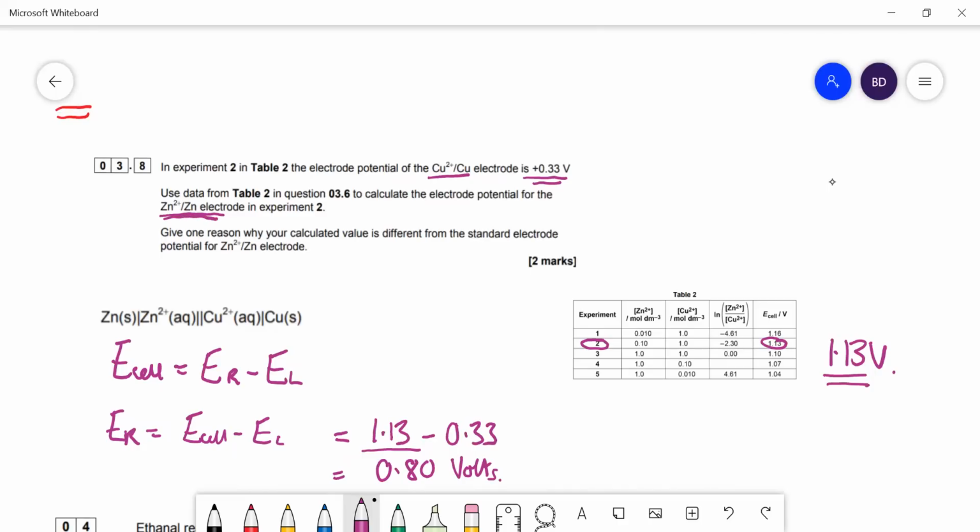Why is the value different from the standard electrode potential for the zinc one? Right, it's because if you look at the concentration of zinc ions in experiment 2, it's not 1 mole per decimeter cubed, it's 0.1 mole per decimeter cubed, so it's not the standard value at all. That's why it's not the same as the standard value. It's not in standard conditions.